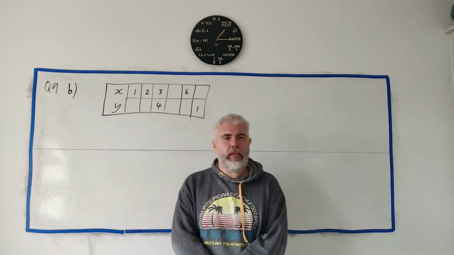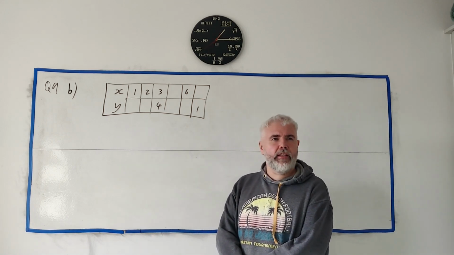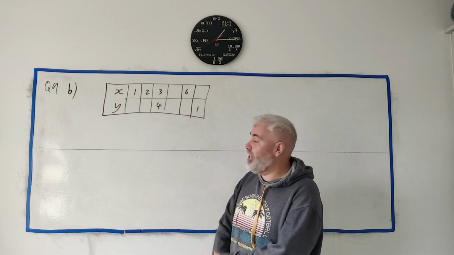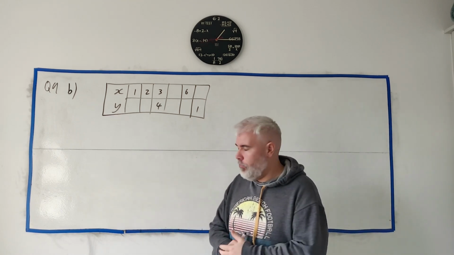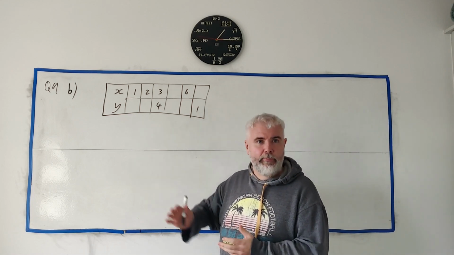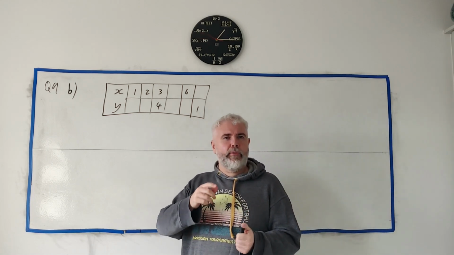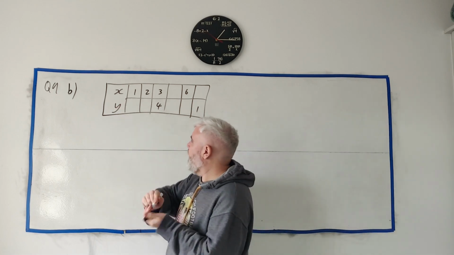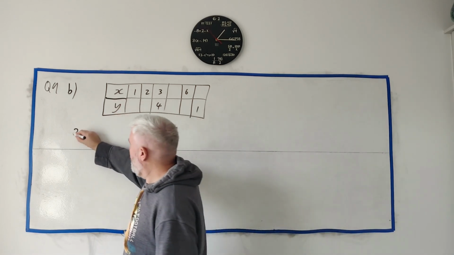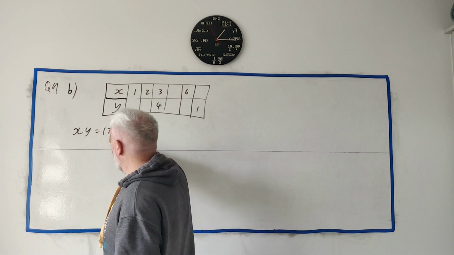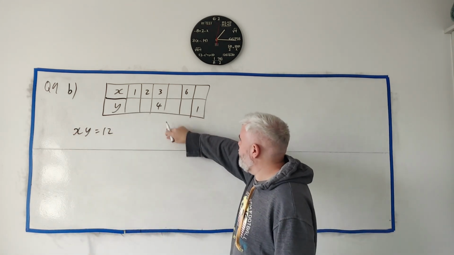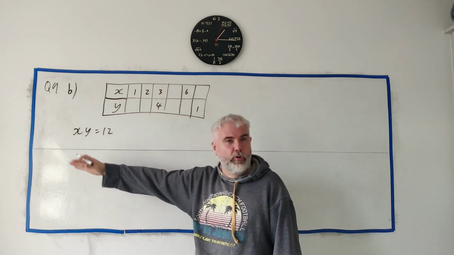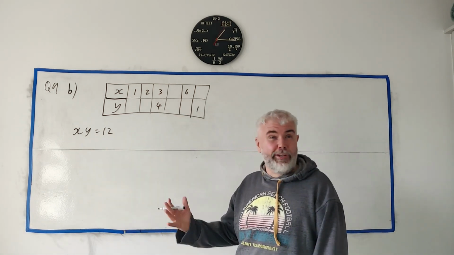So on to part B. In part B, they tell us that someone is exploring the factors of 12, the pair factors of 12, and they've drawn this table. So that's, they say there, x times y equals 12. What are the numbers for x and y? And there's only one of these that's complete, 3 and 4. So 3 times 4 equals 12. They want you to fill the rest in.